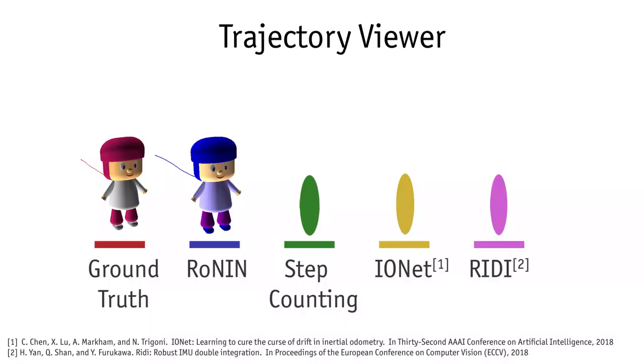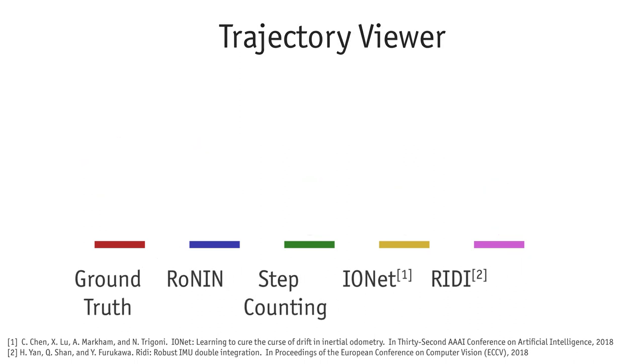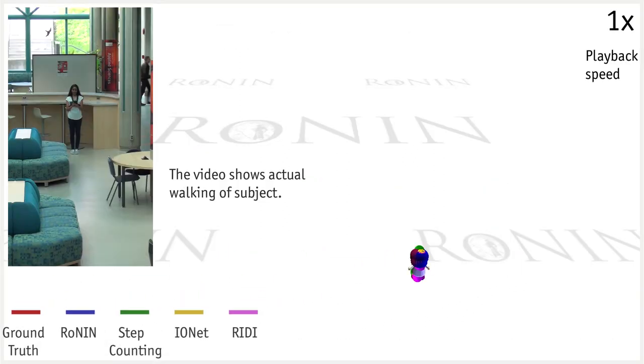Here are a few experimental results compared against ground truth from the visual inertial odometry system, a classical step counting method, and two state-of-the-art data-driven methods, namely IonNet and RIDI. Note that only ground truth and our method RoNIN produce body orientations in addition to positions.